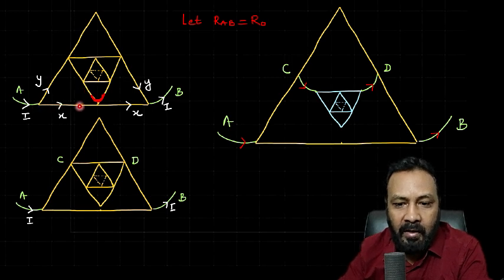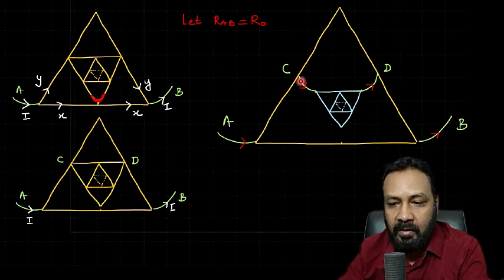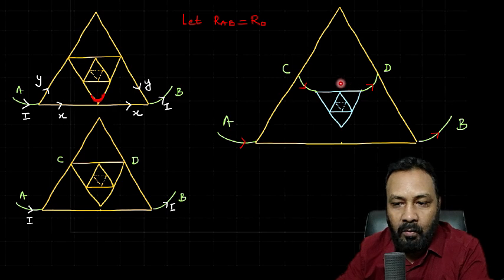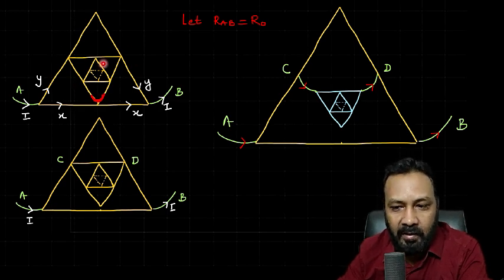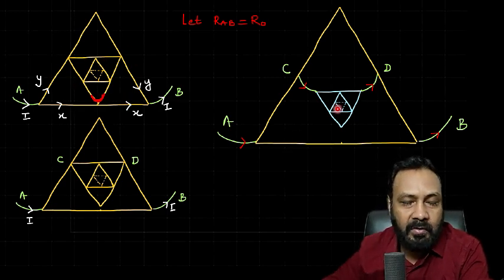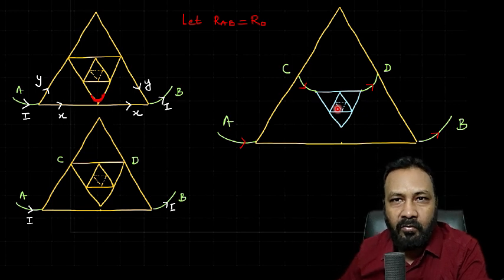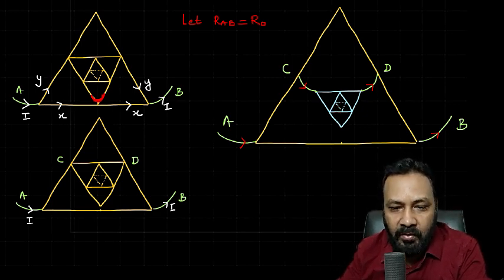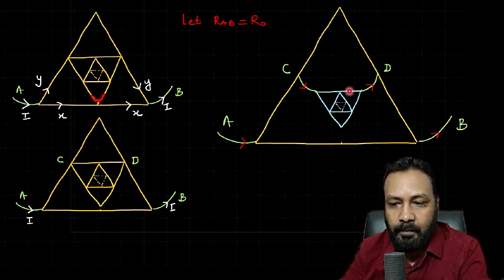The starting size of the equilateral triangle is here, suppose that is a. And the same happens here: it enters at C and leaves at D. The only difference is that at the starting point, the size of this equilateral triangle is half the size of the initial equilateral triangle. Because it is going till infinity, practically there is no difference between this entry and this entry.